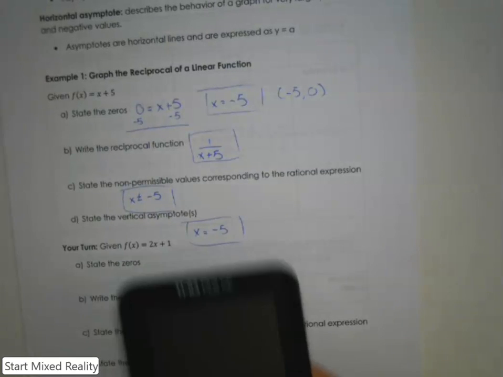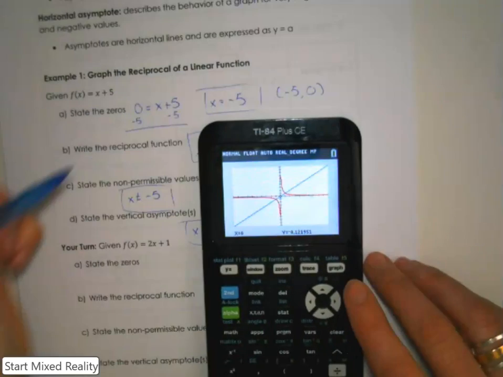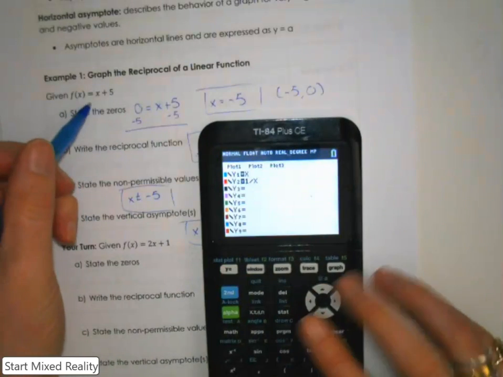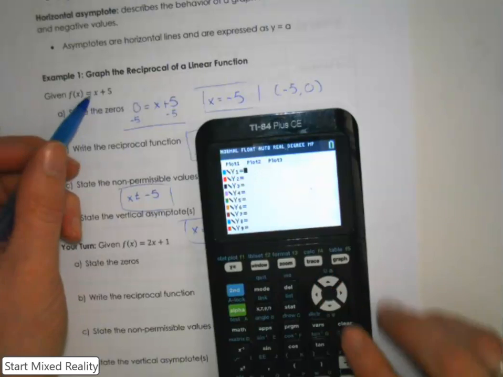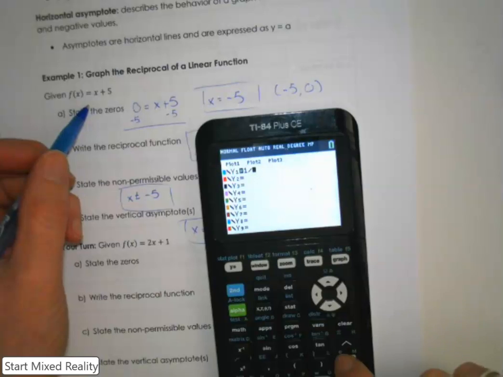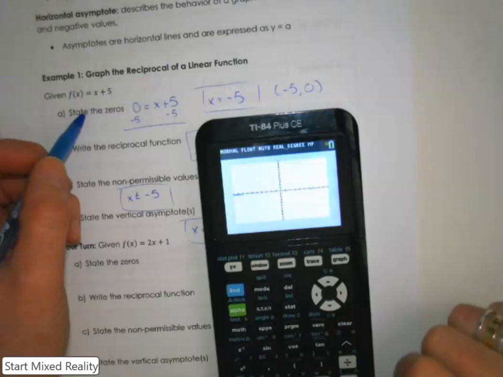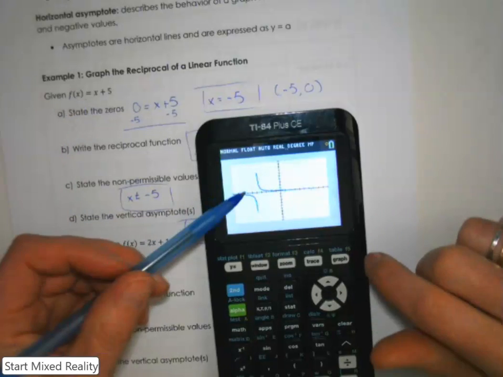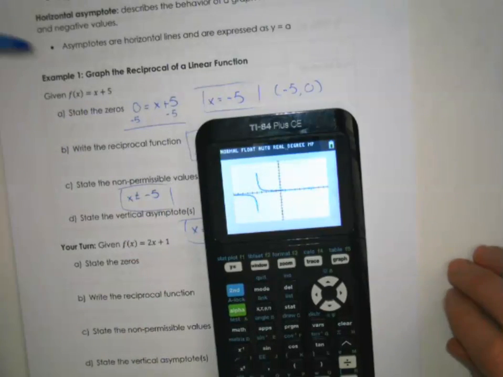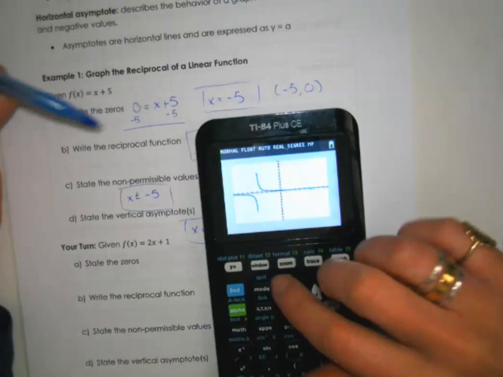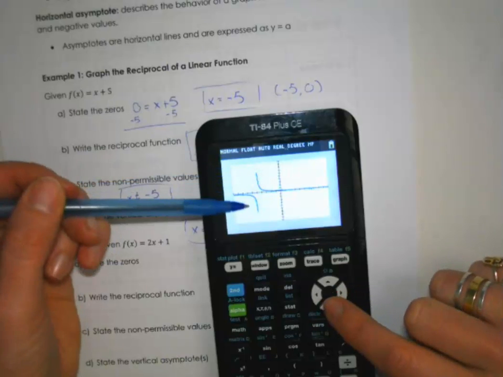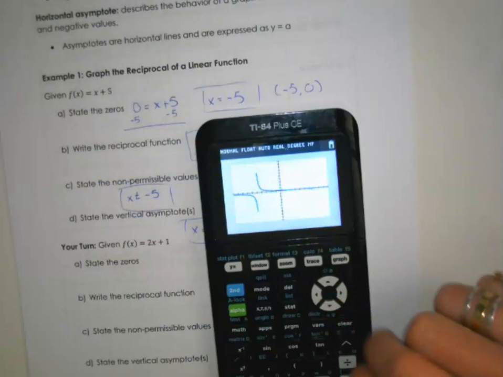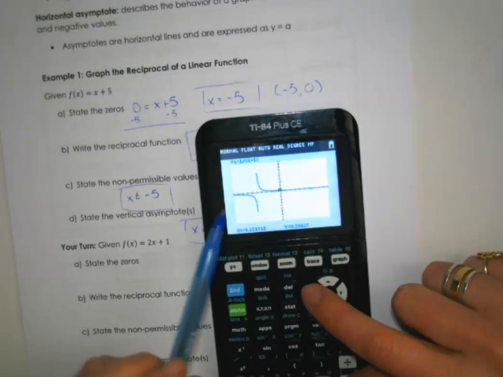Now let's put that into a graph on our calculator and see what that looks like. Let's go to y equals, and we could clear that out. Y equals 1 divided by x plus 5. And if we go to our graph, basically, if we look at what's happening here, let's put a trace in here.